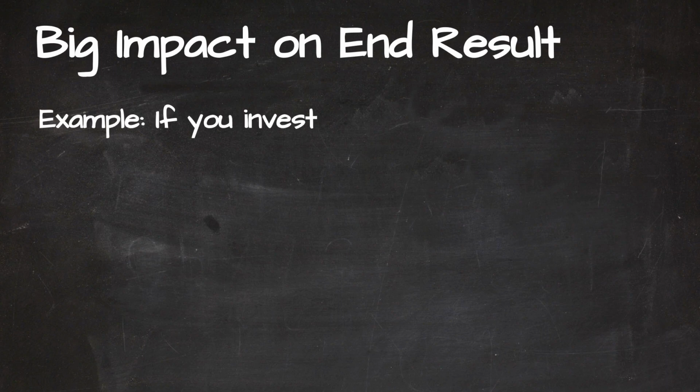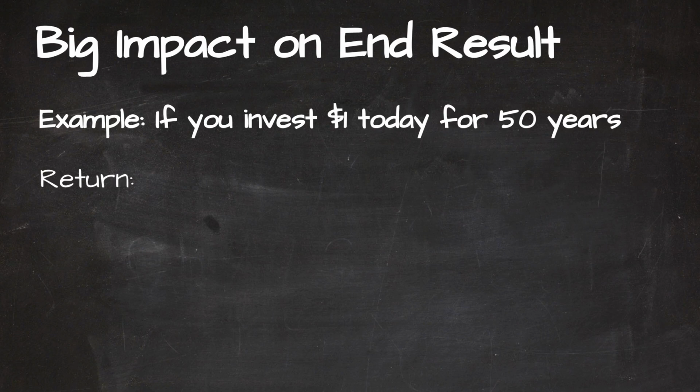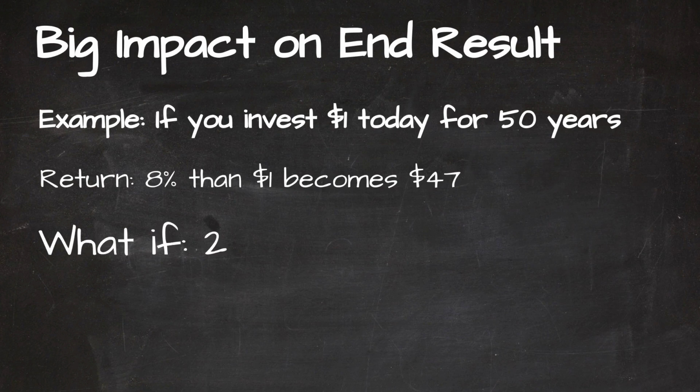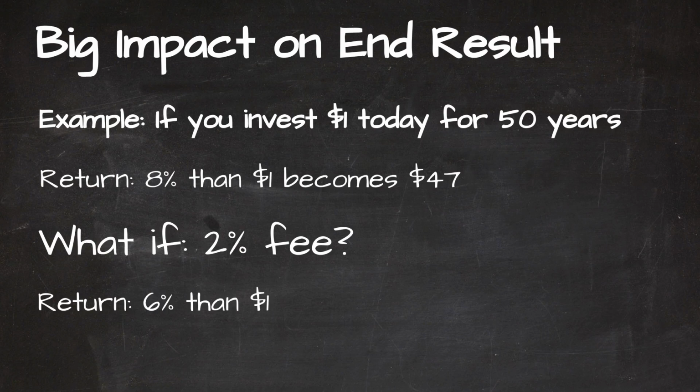For example, if you would invest $1 today for 50 years, and if you get an 8% return, your $1 will become $47 after 50 years. So your dollar has multiplied 47 times. But what if you have a 2% fee? Then your return is not 8% but 6%. And in that case, your $1 would become just $18 after 50 years, meaning that you miss out 62% of your value. That's why it's important to know what fees you are paying.